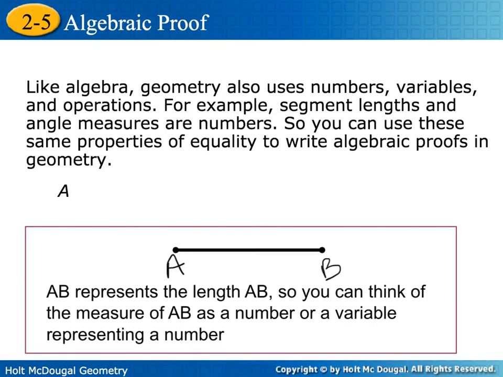Alright, like algebra, geometry also uses numbers, variables, and operations. For example, segment lengths and angle measures are numbers, so you can use these same properties of equality to write algebraic proofs in geometry. This is a line segment, AB. AB represents the length of the segment AB. Since this has a line above it without arrows, this represents a segment. This is going to represent the actual value of the segment. So if I measured it with a ruler and it was 3 inches, this would be 3 inches. So you could think of the measure of AB as a number or variable representing a number.